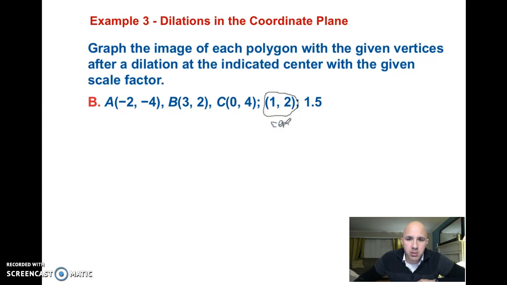I'm having a difficult time writing this. It's been a while, so you can make that out. Here was my center, and this is going to be my scale factor, which I denote as K, 1.5. So you're taking all these images, multiplying them by 1.5 at (1, 2). Right? So hold tight, I'll show you on GeoGebra.